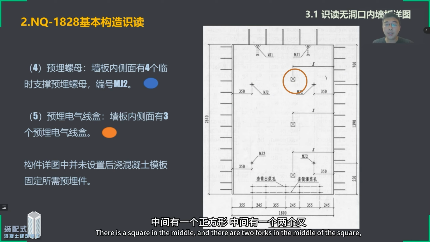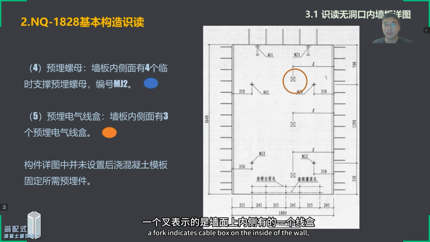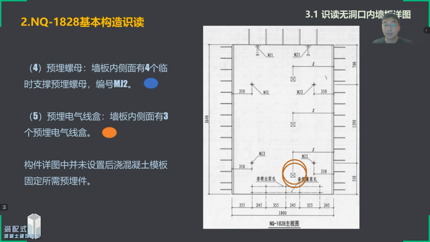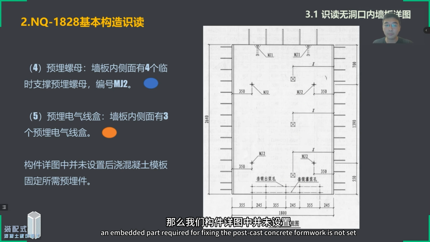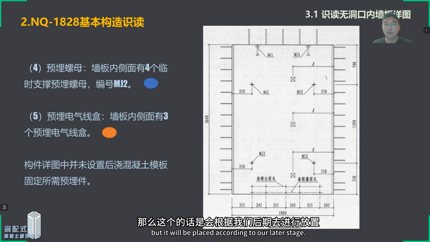There is a square in the middle, and there are 2 forks in the middle of the square. A fork indicates a cable box on the inside of the wall. And on the drawing, we have a total of 3 cable boxes. An embedded part required for fixing the post-cast concrete formwork is not set in our component detail drawing, but it will be placed according to our later stage.